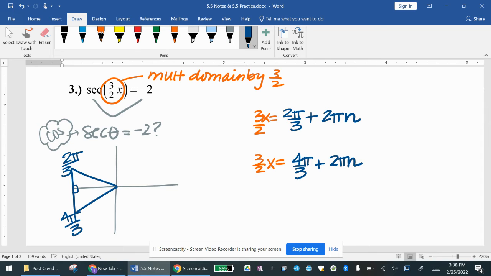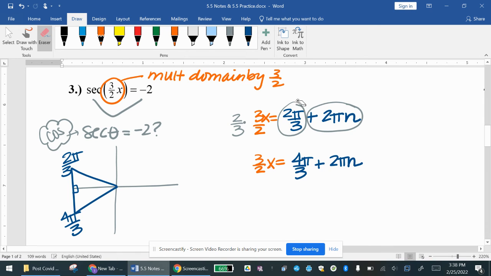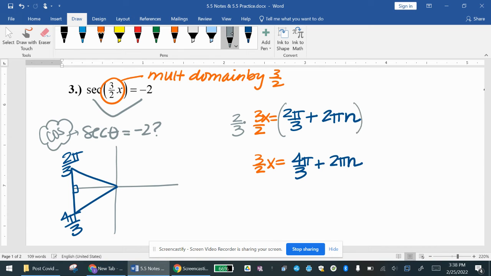But remember I told you that we're going to have to multiply the domain by 3 pi over 2? So that is really important because when you go to solve for x and you use the reciprocal of 2/3, you're not just going to have to do it to the 2 pi over 3. You're also going to have to do it to the plus 2 pi n, because it's a binomial. And when you are multiplying one side of an equation by something, you have to do it to every single term. So because this has two terms, you have to multiply the 2/3 to both of these terms.